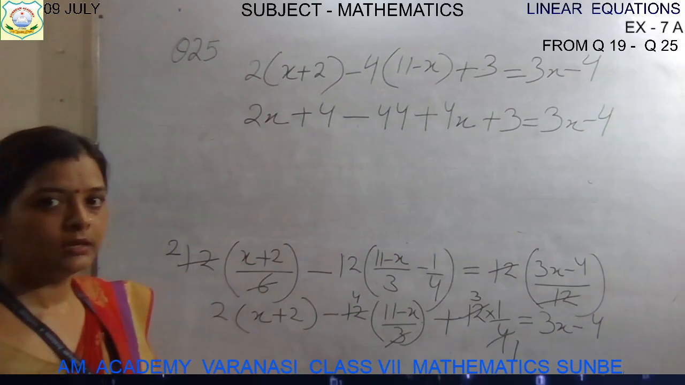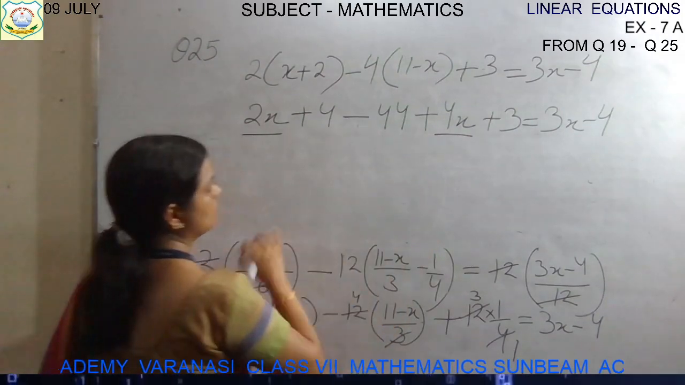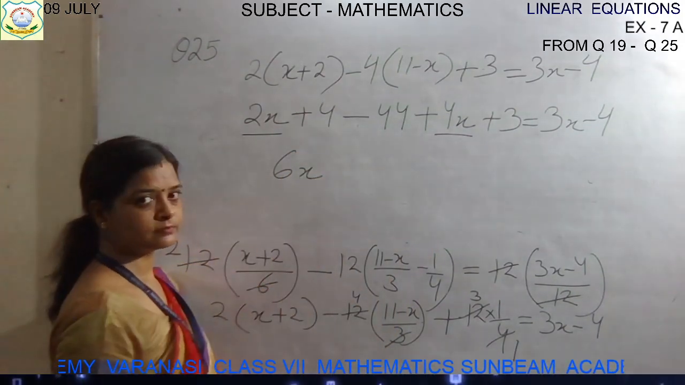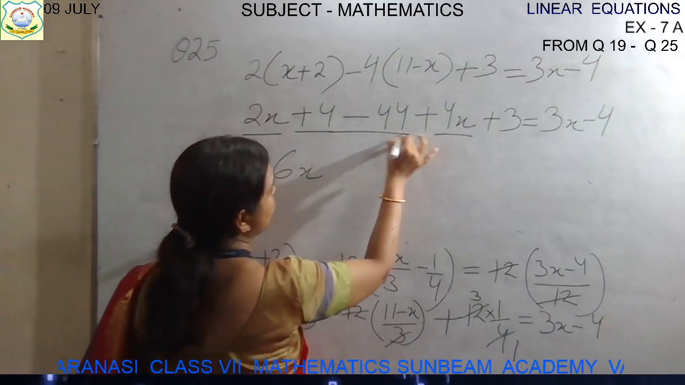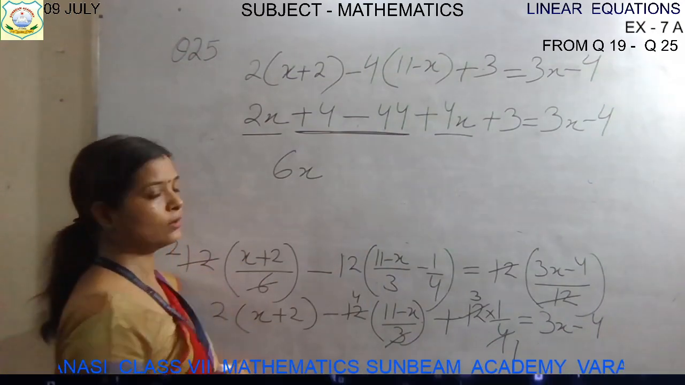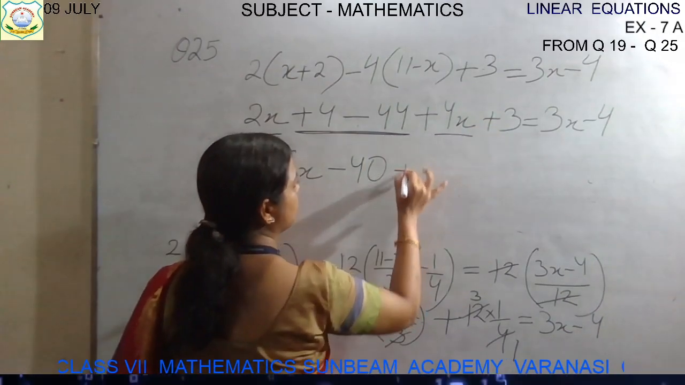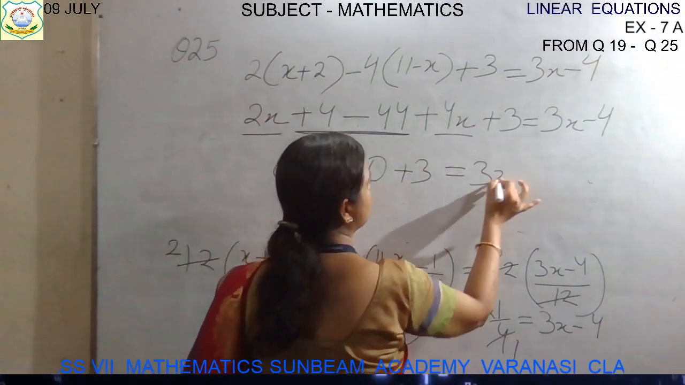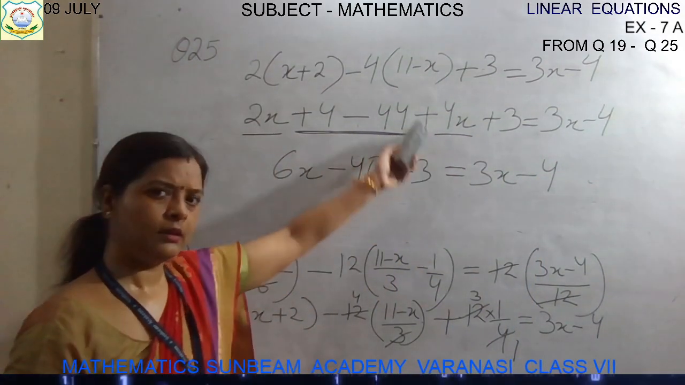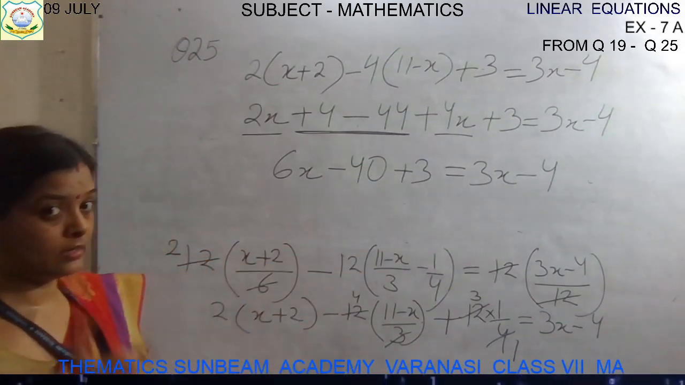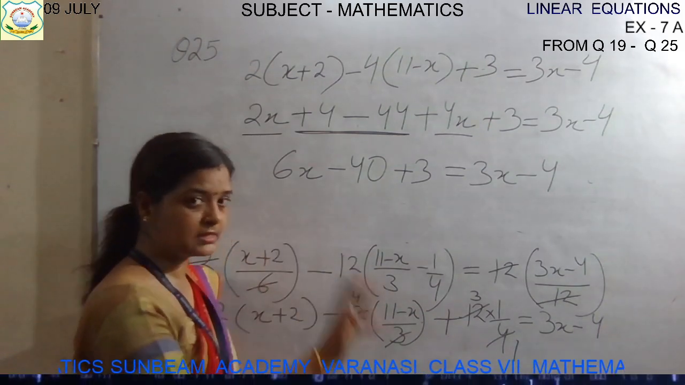Now this is left, children. Now you know how to simplify it. 2x plus 4x, how many x? 6x. 4 and minus 44, children. Solve this. Positive 4 and minus 44, minus 40 will be left. Minus 40 and plus 3 is equal to 3x minus 4. Step by step. You can solve this 3 in the same step also, but I am not in a hurry. Otherwise, if one step is wrong, then the rest of the steps will go wrong.